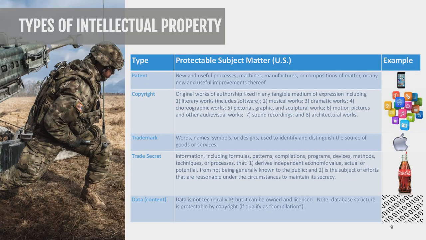Now, there are four main types of intellectual property. There's patents, there's copyrights, there's trademarks, and there's trade secrets. We'll also talk about data. Even though technically data is not IP, data is just data. It's pieces of information. But data belongs in this IP discussion since data can also be owned, it can also be licensed, and it also has significant value at times. And we'll cover each of these in detail as we go along.